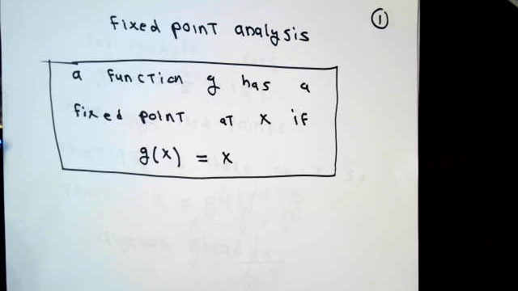So we're going to start off by saying what we mean by a fixed point. A function g has a fixed point at x if g of x and x are the same thing. Another way of thinking about this is procedure-wise. You have a fixed point if, when feeding a number into function g, you get that same number back again.